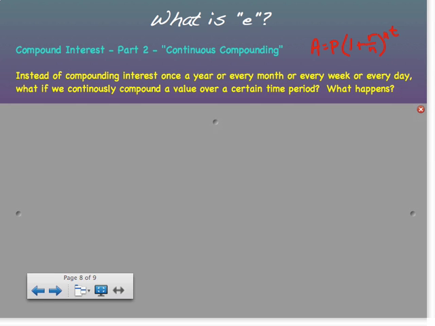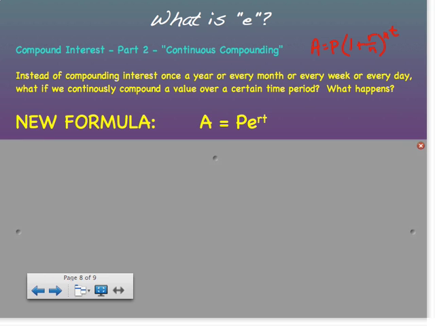Okay, so instead of compounding interest once a year or every month or every week or every day, what if we continuously compound a value over a certain time period? What happens? Okay, here's a new formula for you. It's called A, which is going to be the amount still.